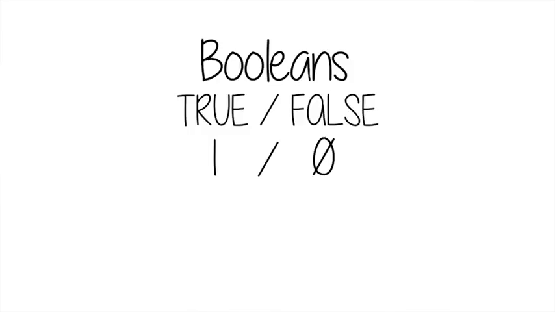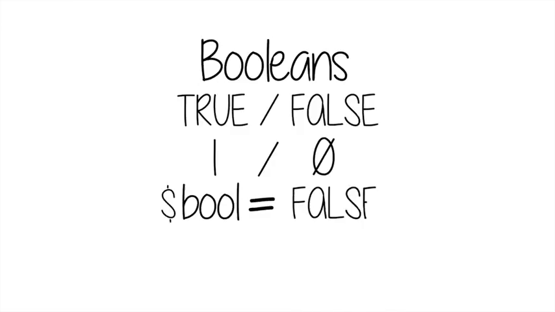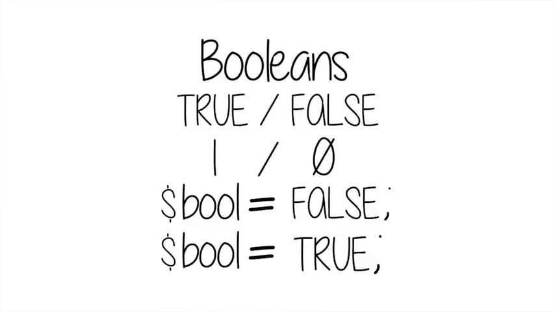So for instance, if we have a variable named bool, we can set that equal to false, followed by a semicolon. And now the variable bool will be set to the Boolean false. If we want to change that to a true, we simply redefine bool, so $bool, and set that equal to the keyword true. Follow that with a semicolon. So now bool will be equal to true.